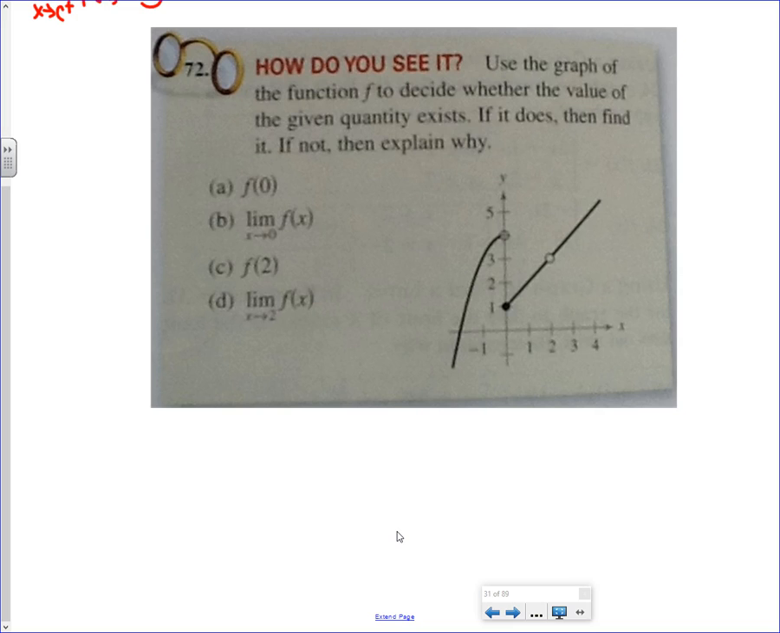Someone tell me what A is in English. Calculus speak, it'd be f(0). But in English, what is letter A asking for? Don't tell me the answer. Tell me what it's asking for. What would the words be? Good. What's the y value or the function value when x equals 0? 1.